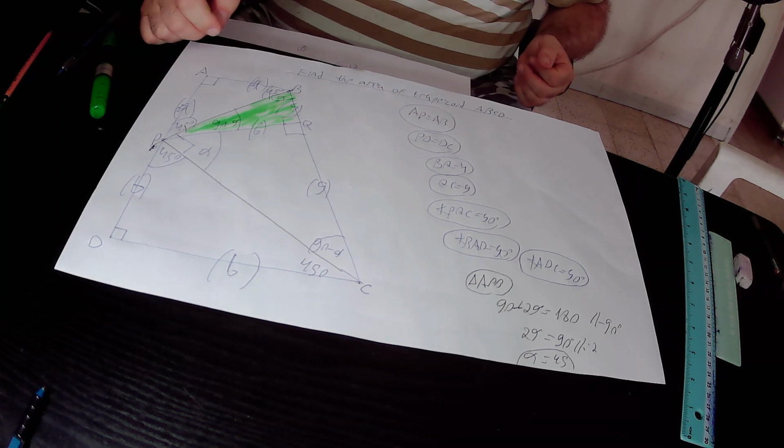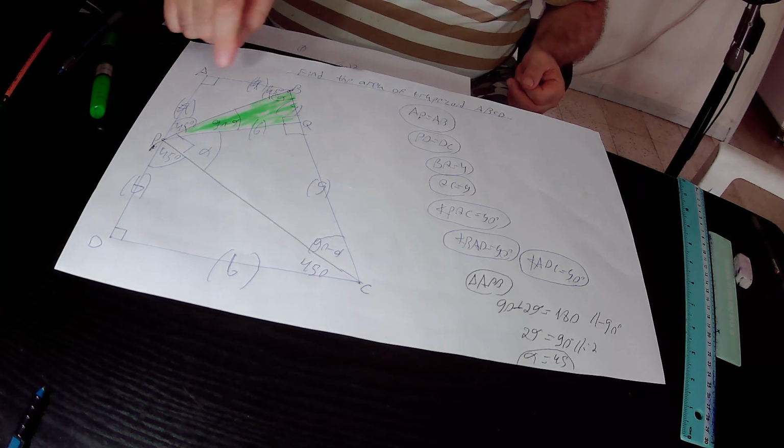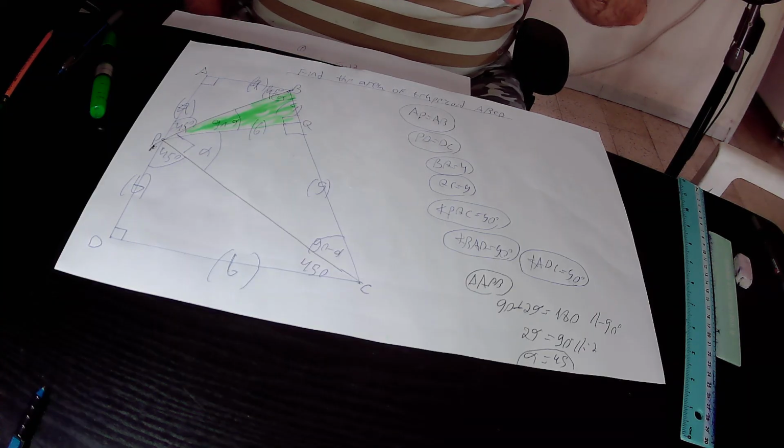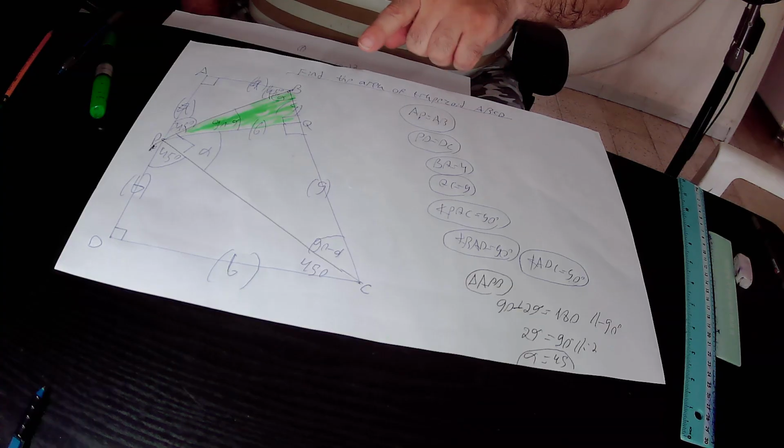We know that the sum of the angles in triangle ABP is equal to 180 degrees. That is to say, alpha plus alpha plus 90 degrees is equal to 180 degrees.